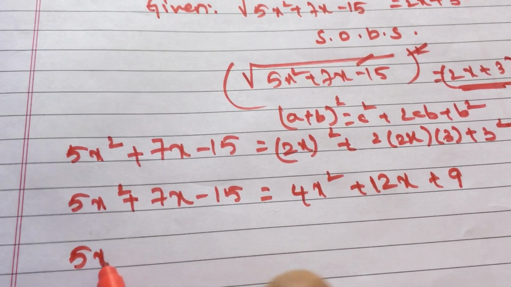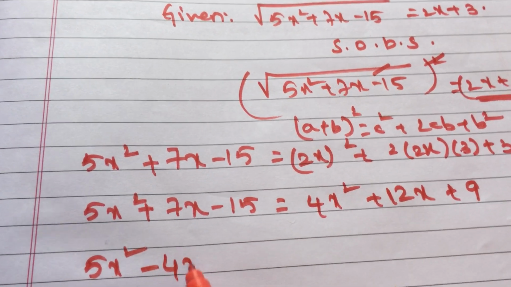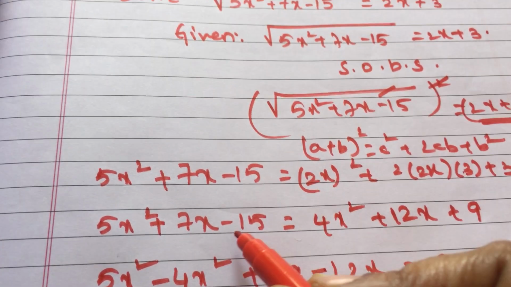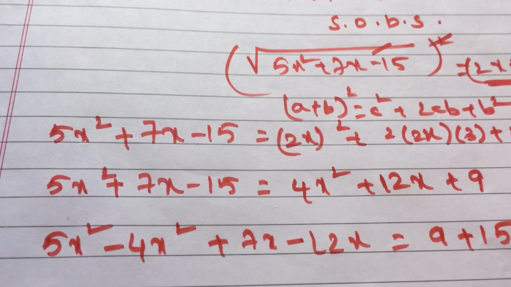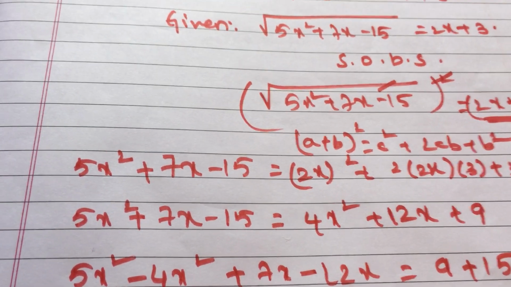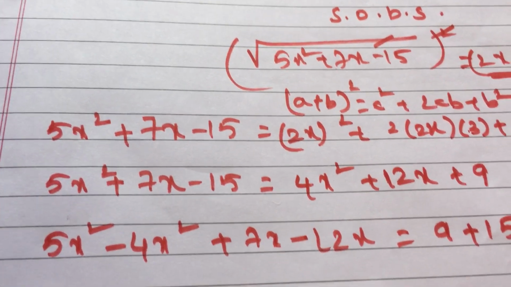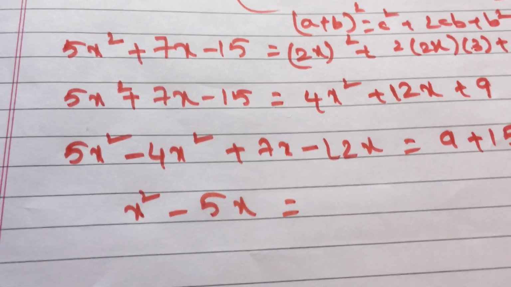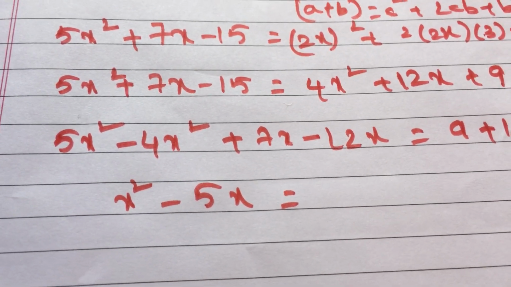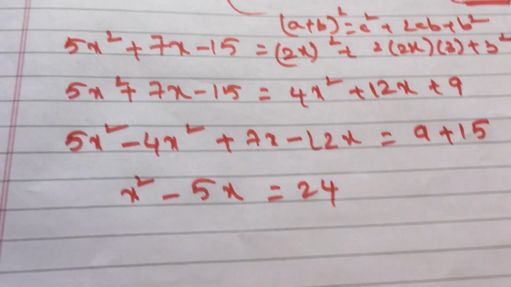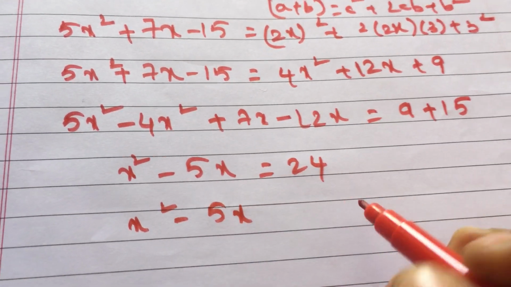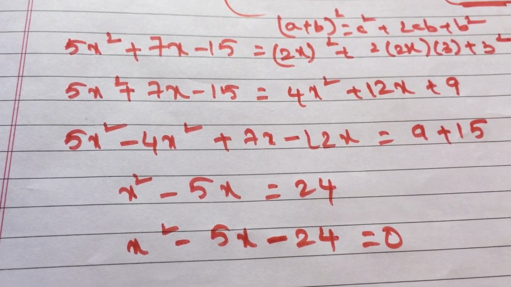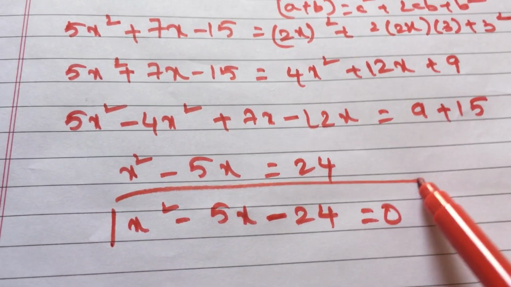So this is 5x square, taking this 4x square to this side, minus 4x square plus 7x, taking this here, minus 12x. 9 is already here, I am taking this to that side, 9 plus 15. Okay, so this one is x square, this is minus 5x is equal to 15 plus 9 is 24, right? Then x square minus 5x, so this comes to this side, minus 24 is equal to 0. Okay, now how to find the roots for this one?